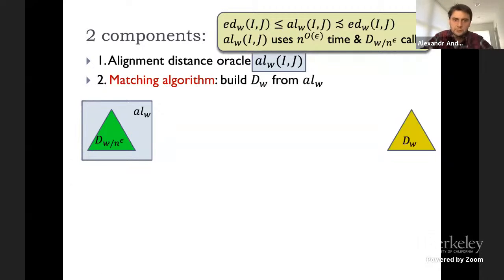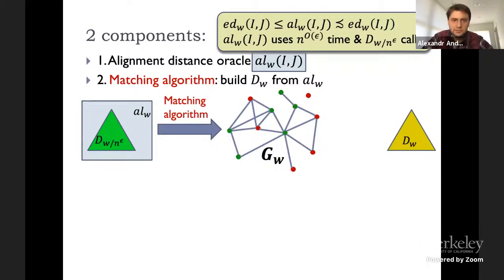This is done by what is called the matching algorithm. So we build this data structure DW from this alignment distance oracle ALW. It's basically done in two steps, and the first step is the important one, where the heavy work goes. We call it the matching algorithm. It takes this ALW distance as an oracle, a black box that has some properties and runs in time roughly n to the epsilon, and says, I can query any pair of strings I want from it.